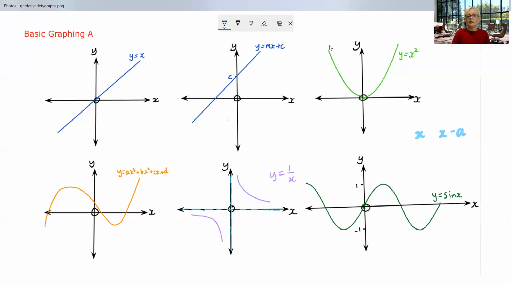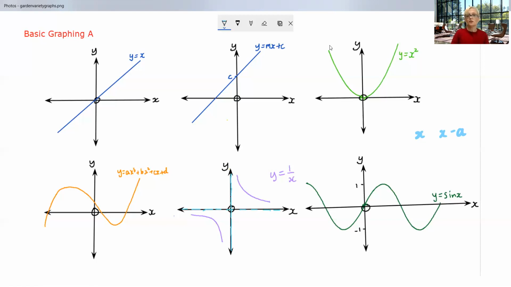Okay, and in terms of periodic functions like sine of x, if you put a number in front of the x here rather than right outside the front of the function, it will affect how quickly it repeats itself.